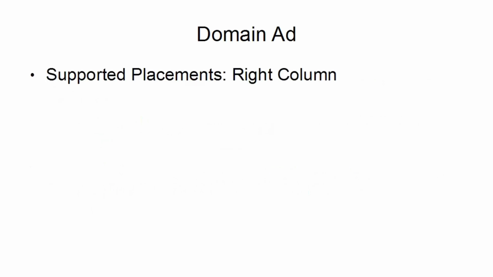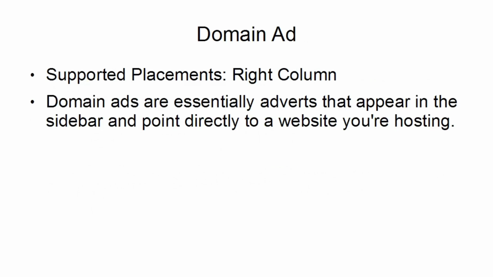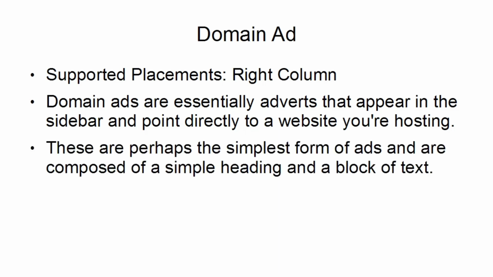Then there's a domain ad, and the supported placement is in the right column. And domain ads are essentially adverts that appear in the sidebar and point directly to a website that you're hosting. It's a similar way to a Google AdSense ad. And they are perhaps the simplest form of ads and are composed of a simple heading and a block of text.